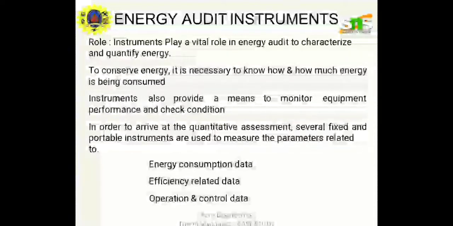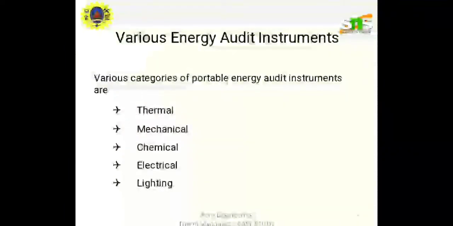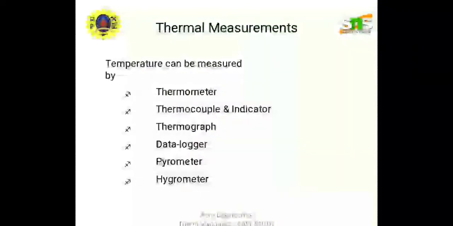In order to arrive at a quantitative assessment, several fixed and portable instruments are used to measure the parameters related to energy consumption data, efficiency related data, and operation and control data. The various energy audit instruments are thermal, mechanical, chemical, electrical and lighting.